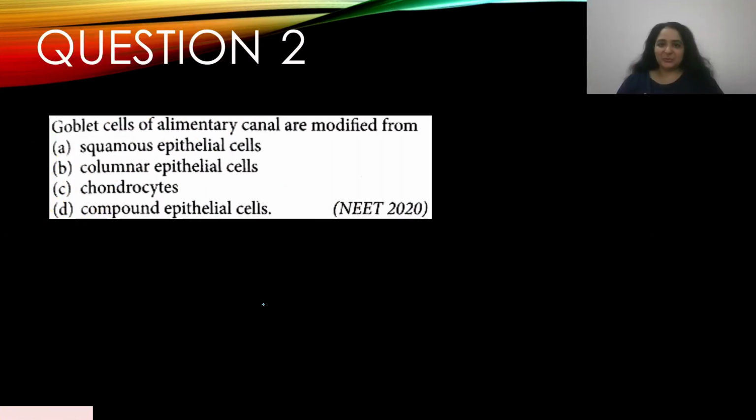All right, so question number 2. Goblet cells of alimentary canal are modified from, this appeared in NEET 2020, again a very recent question. A. Squamous epithelial cells. B. Columnar epithelial cells. C. Chondrocytes. And D. Compound epithelial cells. Okay, so goblet cells are modified versions of columnar epithelial cells. Okay, so your answer is B. Let's go to the discussion.